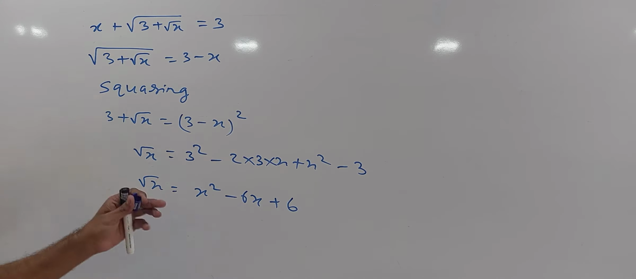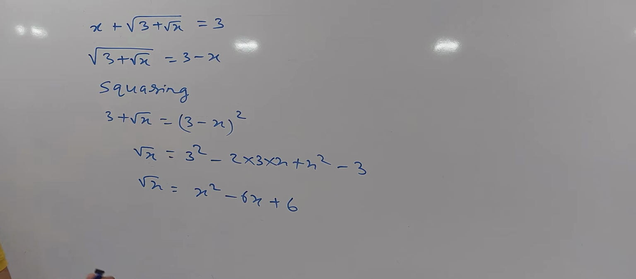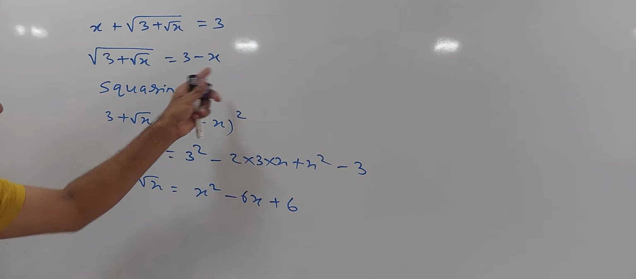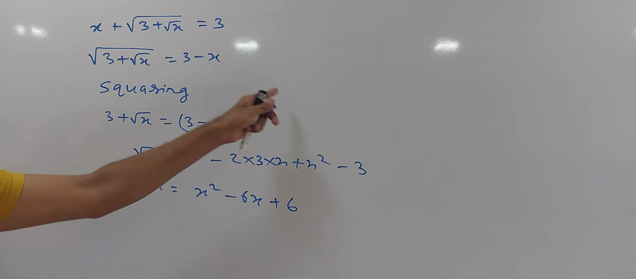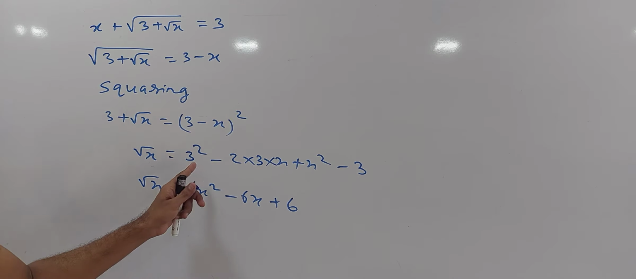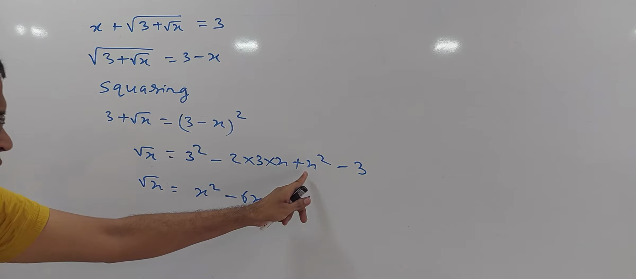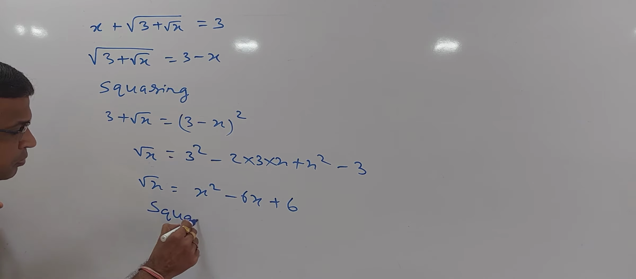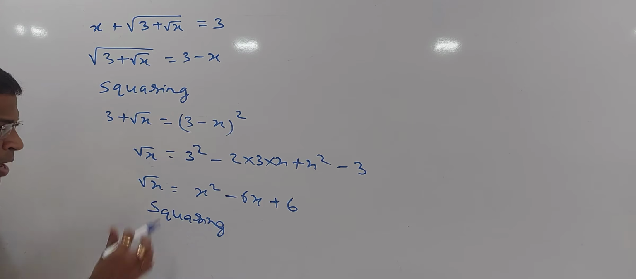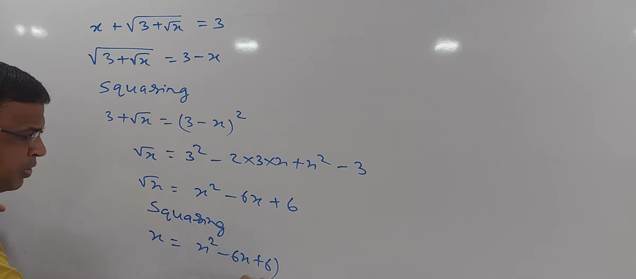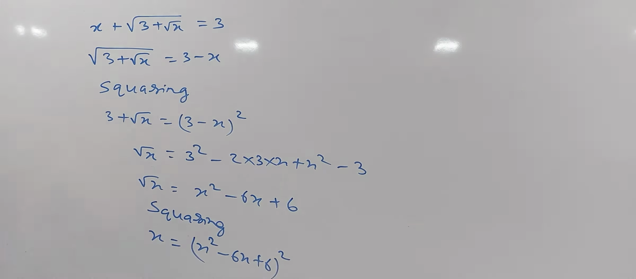You can just cross-check because it's a big question, so there shouldn't be any mistake in the beginning. So 3 plus root x is equal to this. Squaring both sides gives me 3 minus x whole square. Root x is then obtained by subtracting 3. By the (a minus b) whole square identity, I got 9 minus 3 as plus 6, x square and minus 6x. Again squaring, I get x is equal to (x square minus 6x plus 6) whole square. I can get this quickly, but I am just solving it in a slow way for your convenience.